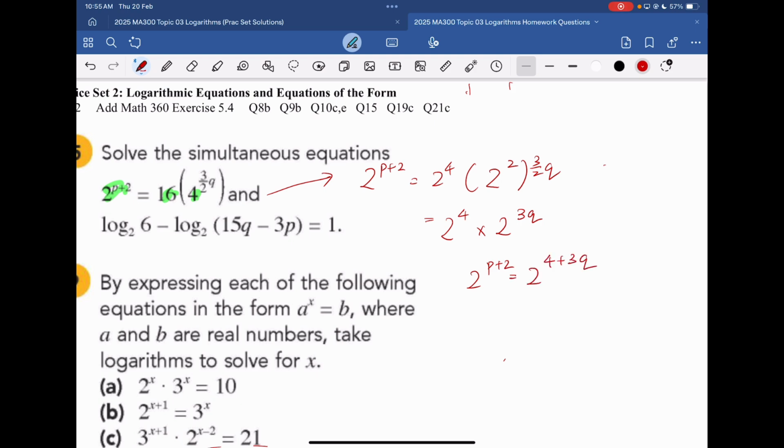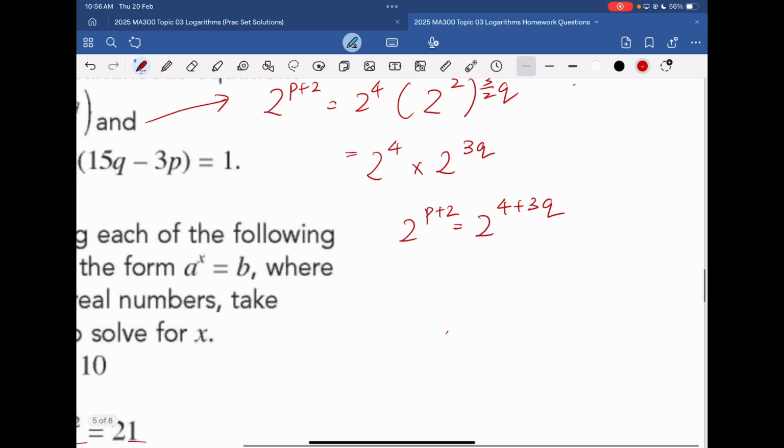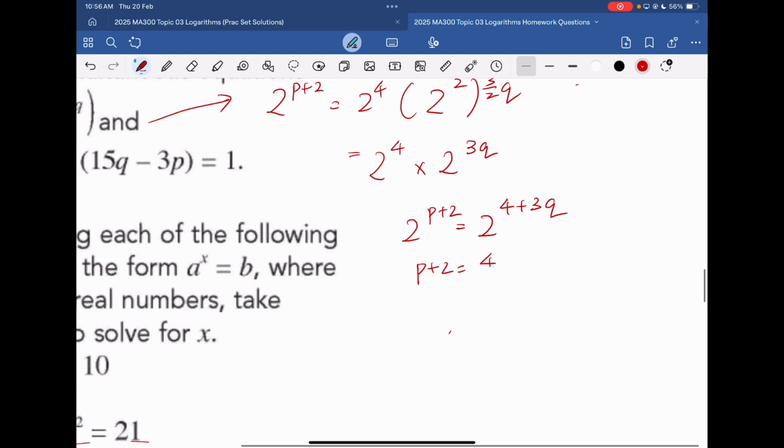Can you see what I'm doing here? I'm doing something called packing. I pack until everybody comes into the same house, under the same base. It's like Chinese New Year, like everyone gathers at the grandmother's house. Pack until I have one base. Then what do I do? Destroy the house. Okay, p plus 2 equals 4 plus 3q. Okay?